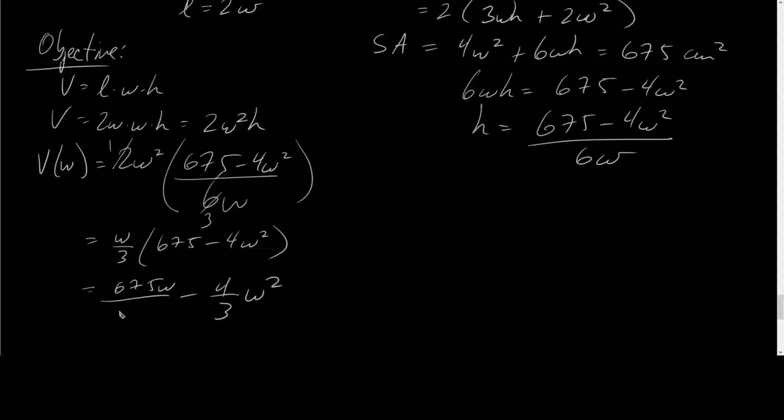And that's a 3 down here. 675W over 3. 675 divided by 3, that actually reduces. This becomes 225W minus 4/3 W squared. All right, 675 divided by 3 is 225. All right, so now that is my volume function with respect to W.